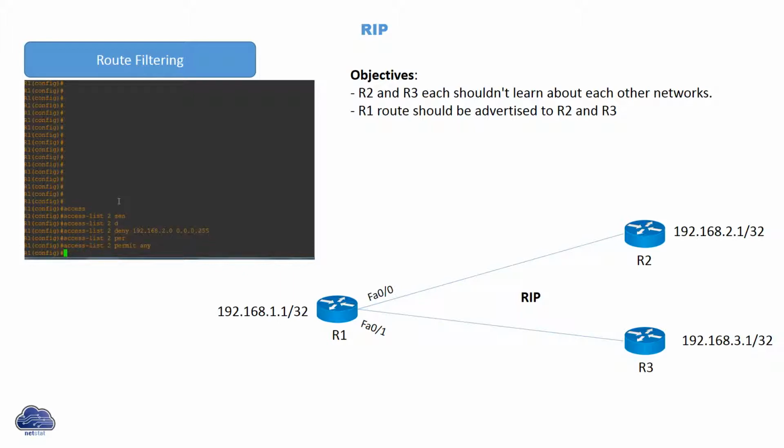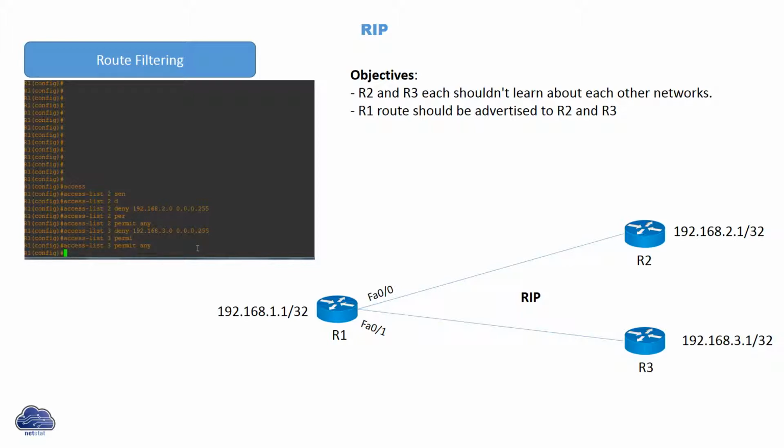Now we need to define the access list that matches router 3's network, and the same, we need to add permit any to allow the network from R1. So as we can see here, those two rules will deny the network 192.168.2.0 and permit any other network.